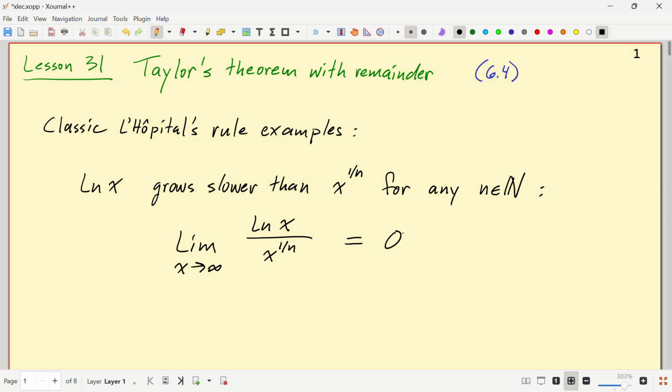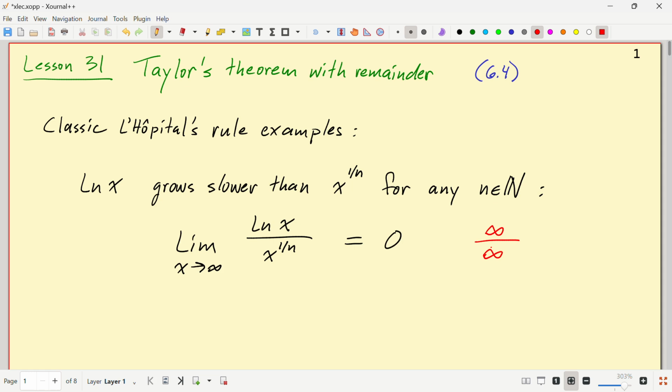And if you think about an indeterminate form, log of x goes to infinity as x goes to infinity, and the nth root goes to infinity as x goes to infinity. And so this is the indeterminate form infinity over infinity. And x is going to infinity. So that's different than any version of L'Hopital's rule I mentioned last time.